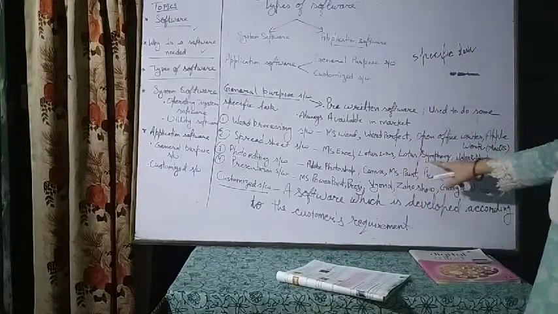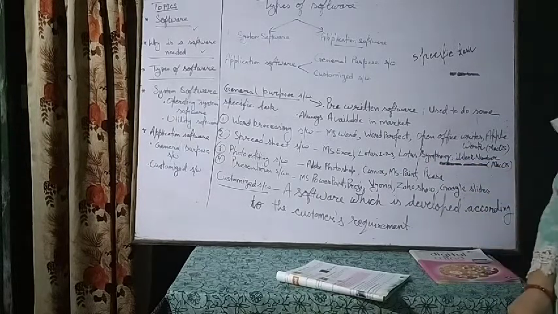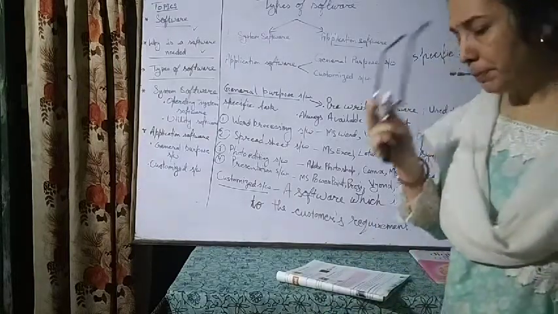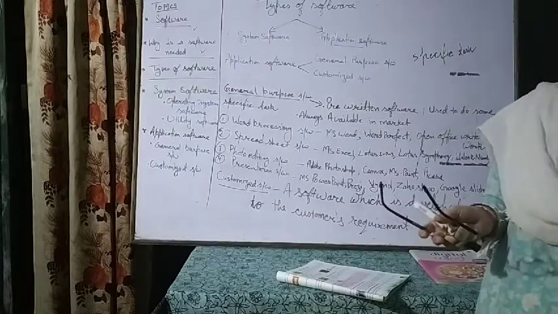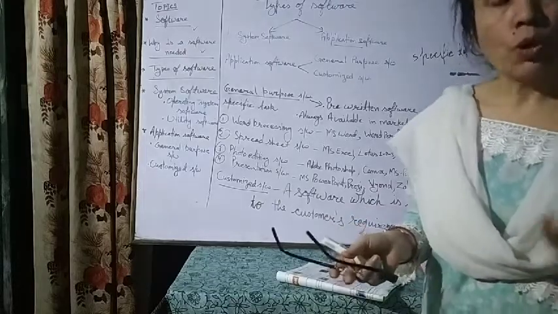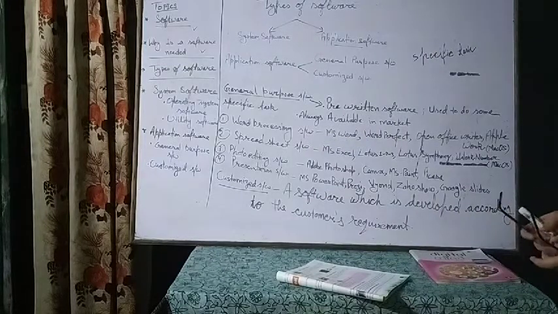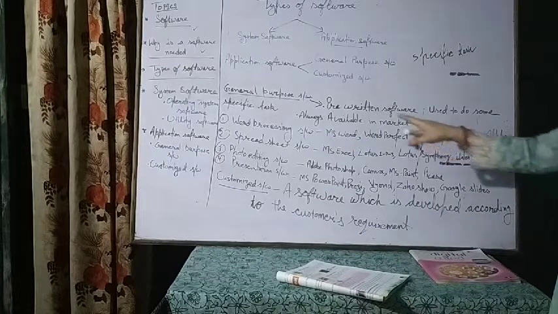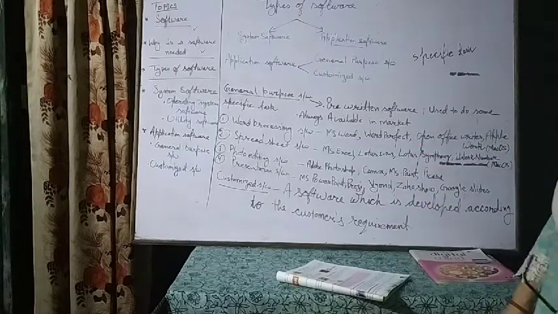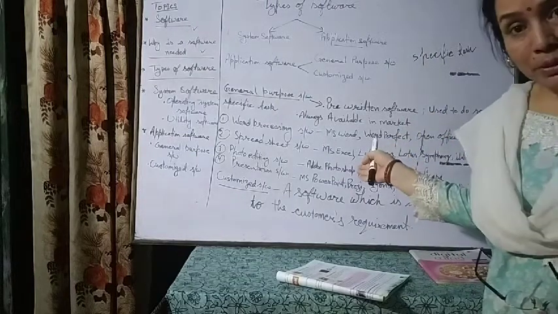Lotus 123, Lotus Symphony, iWork Numbers. iWork Numbers is part of MacOS, the Macintosh operating system. Some operating systems provide some software by default, general purpose software. So the Macintosh operating system provides AppleWorks for word processing and iWork Numbers for creating spreadsheets. So these are general purpose software.